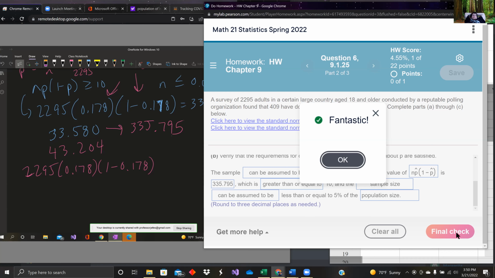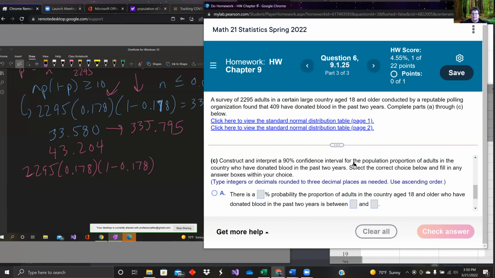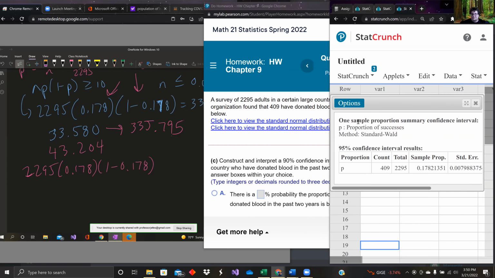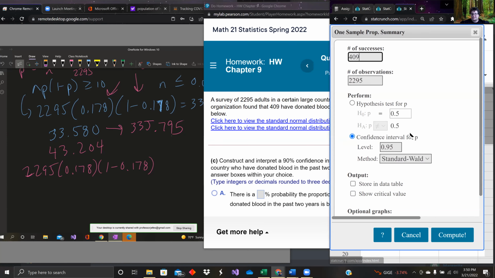All right, so that's a pretty good lesson. Don't give up. Don't just assume you're wrong. In general, if it tells you you're wrong, there's a good chance you made a calculation error. Oh, not done. Construct and interpret a 90% confidence interval. Okay, this is where we're going. StatCrunch. I had 95 there. I want to change this to 90%, so 0.90 confidence interval.